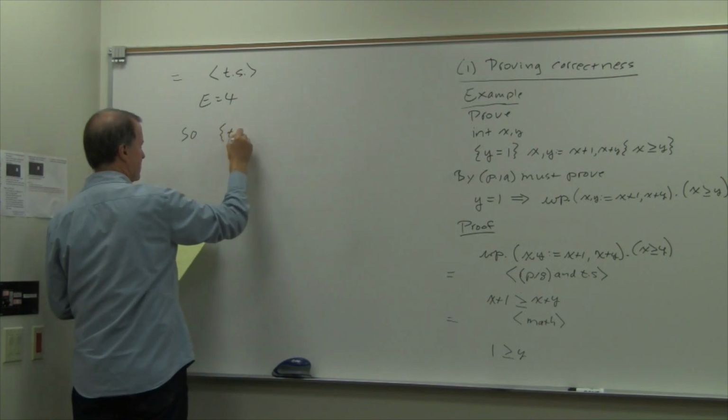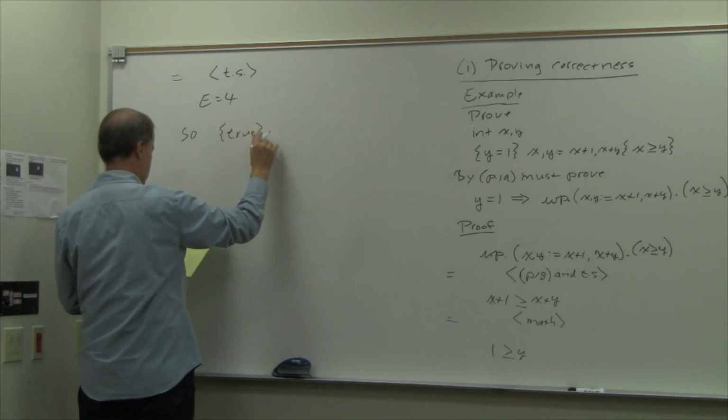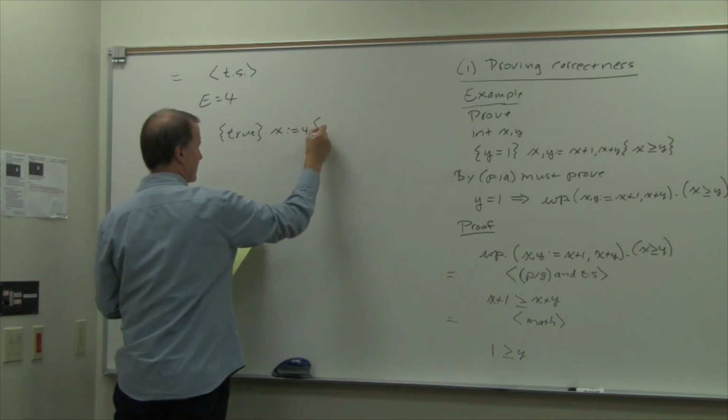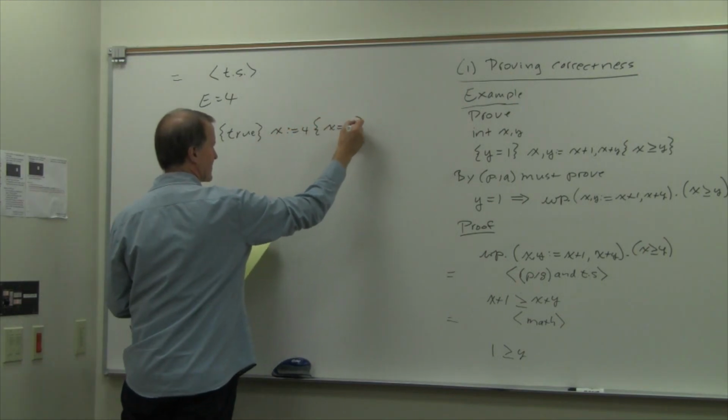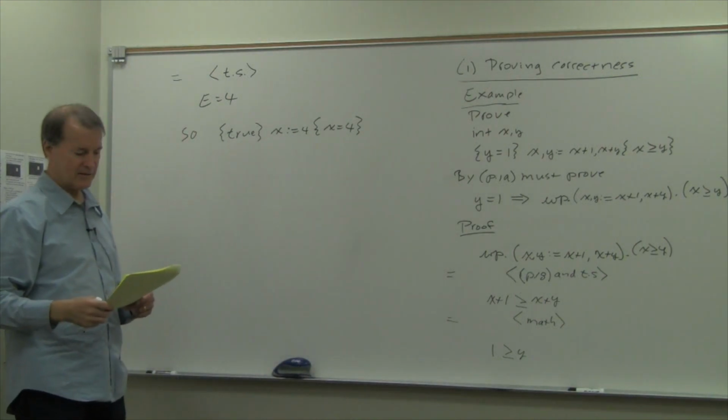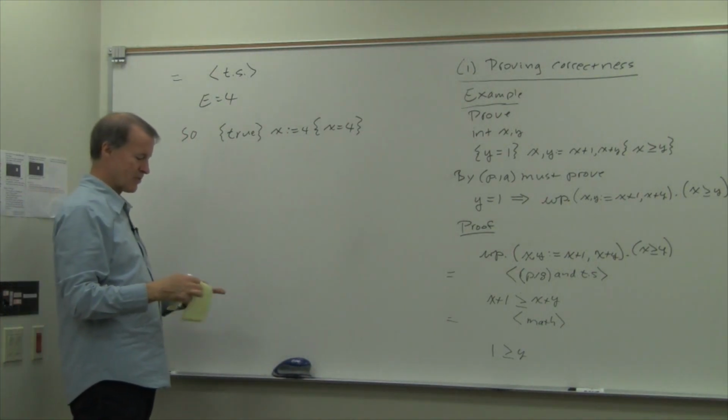Let's just write out the program. The program is true, x gets 4, x equals 4. Now, obviously, this is trivial, but it shows the steps that you have to go through in a more complicated example. So now let's do something more complicated.